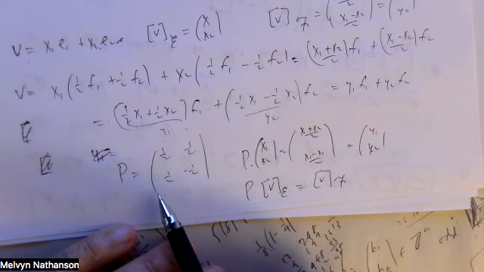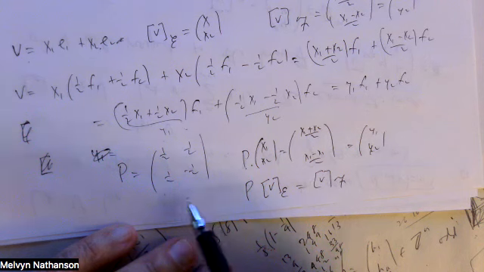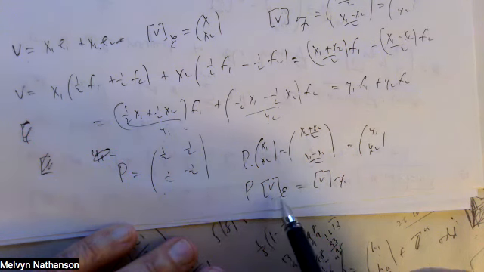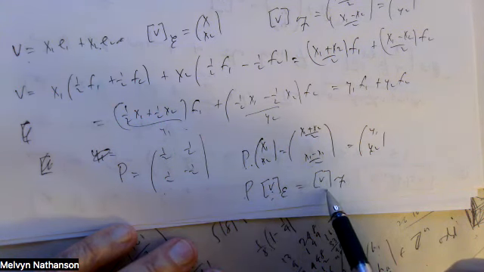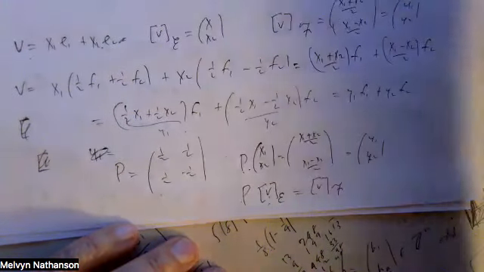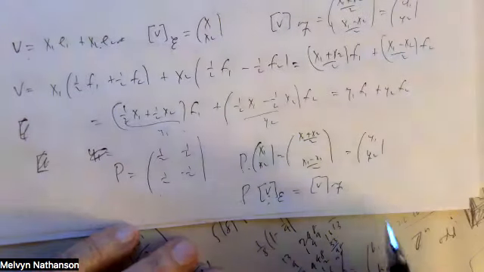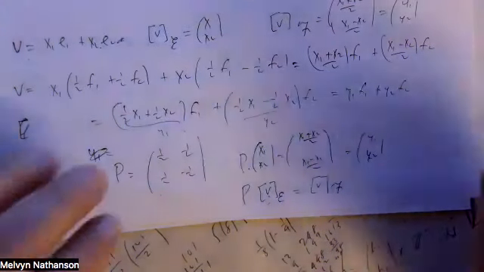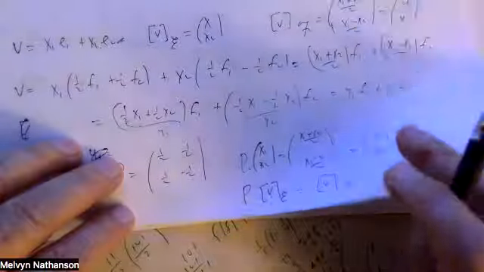If you take the change of basis matrix from E to F, if I find the coordinate vector of V with respect to E, and I multiply that vector by the 2x2 matrix P, I get the coordinate vector of V with respect to F. So this is an important calculation. And the proof of the general result goes as follows.